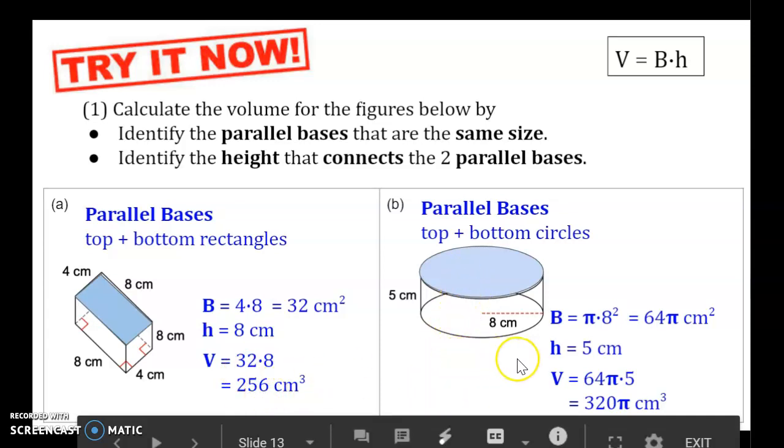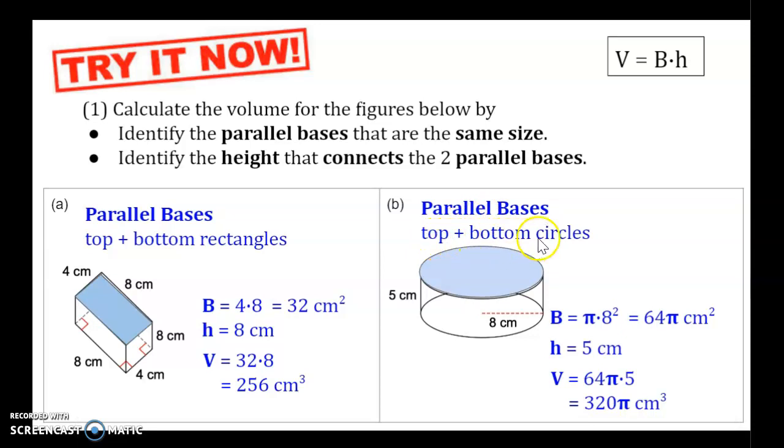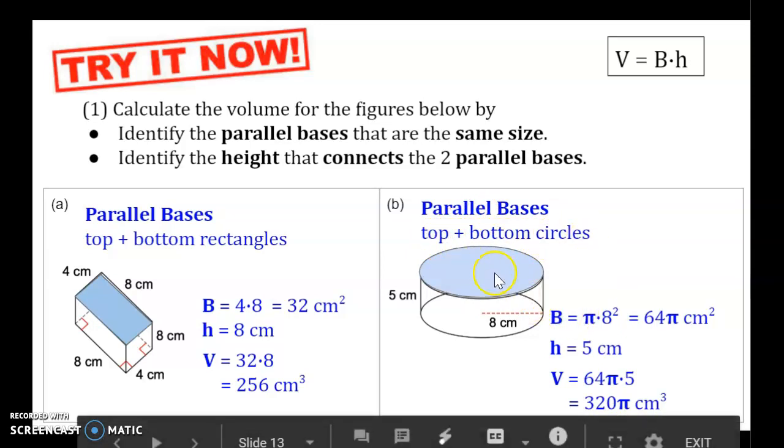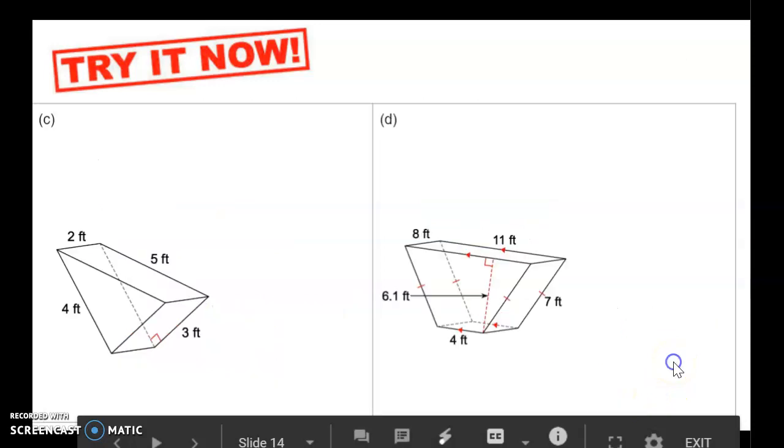Okay, for B, I showed you the answer earlier, which was my mistake. But again, you get to figure out what are the top and bottom circles. They are the bases. So the area of the base is going to be pi times 8 squared, which is 64 pi centimeters squared. Height, what is the height that connects the two bases? That's 5 centimeters, and the volume is just 64 pi times 5, which is 320 pi cubic centimeters.